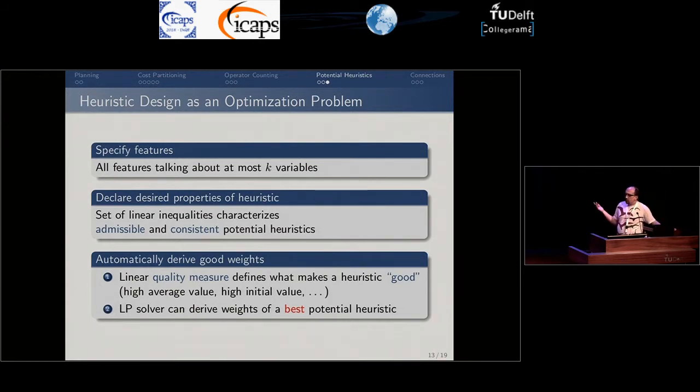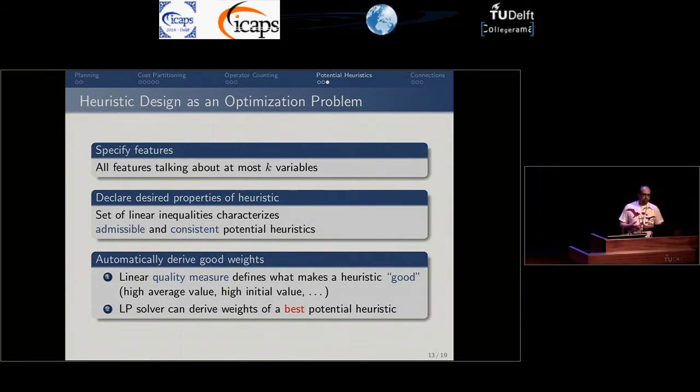We specified features first, and in our case we looked at features that talk about at most k variables in the problem. And then we declaratively again specify what properties we want the heuristic to have. So in this case, we are using this heuristic for optimal search, so we would like them to be admissible and consistent. So we were able to come up with linear constraints that completely characterize the set of admissible and consistent potential heuristics with a certain set of features.